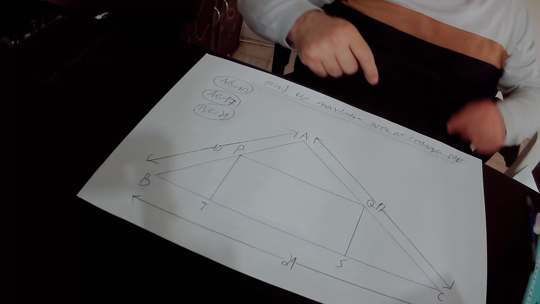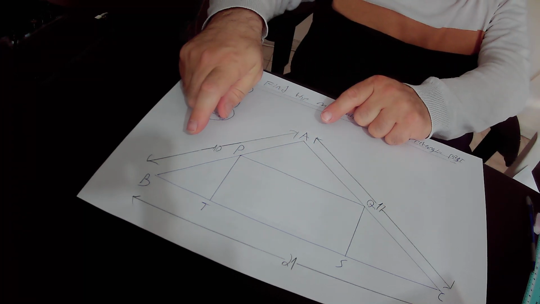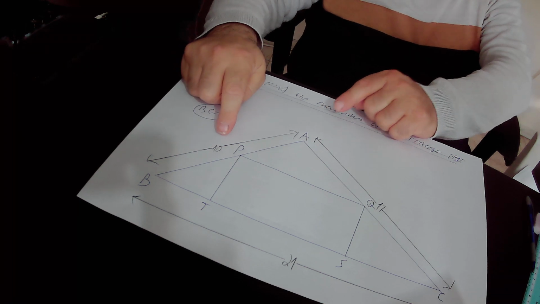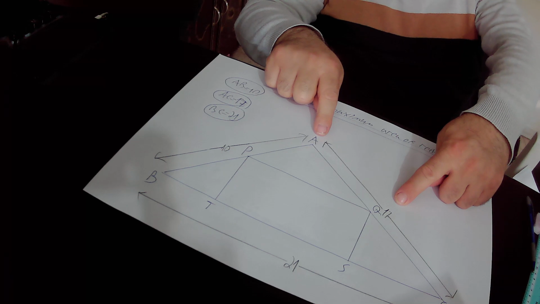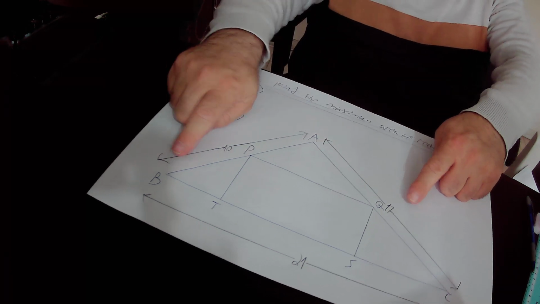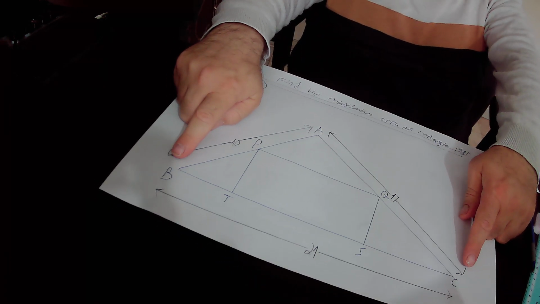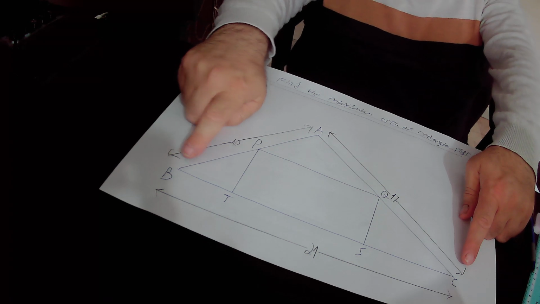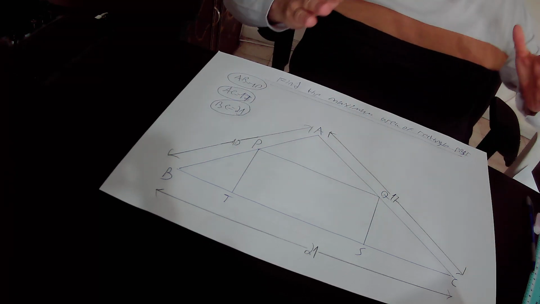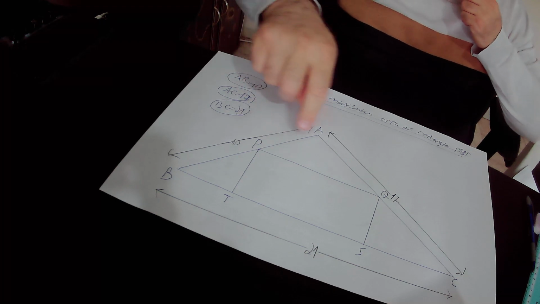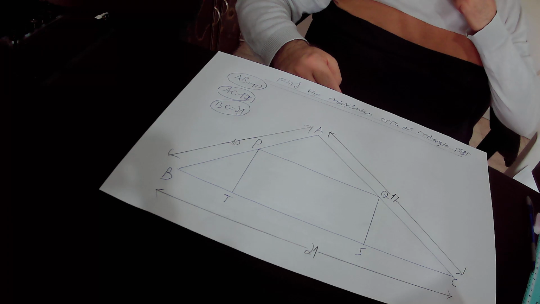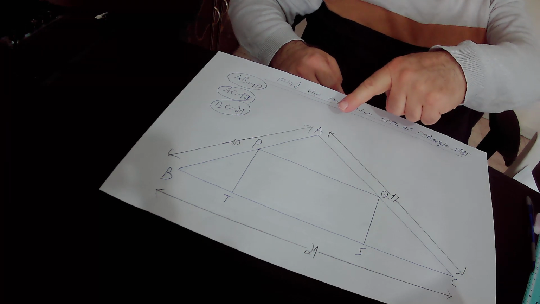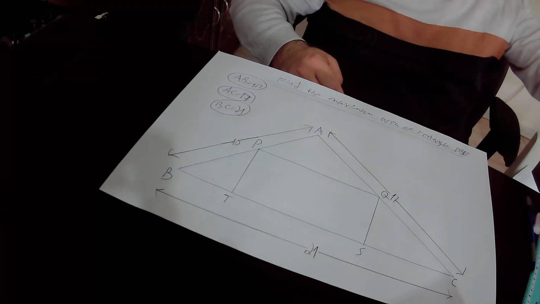In addition, we know that side AB of this triangle ABC equals 10 units in its length, side AC equals 17 units in its length, and side BC equals 21 units, and our mission is to find out the area of this rectangle PQST. So in the first step we do a construction, that is to say from point A we go perpendicular on PQ.